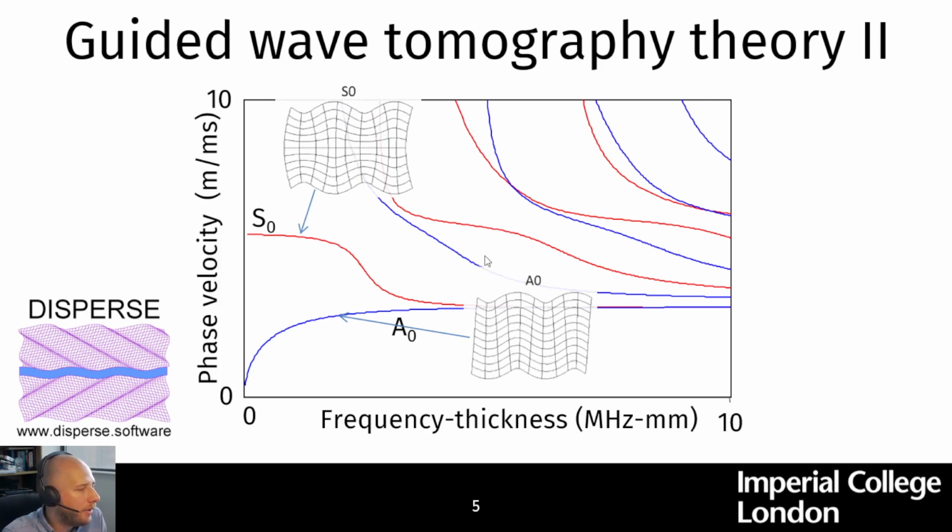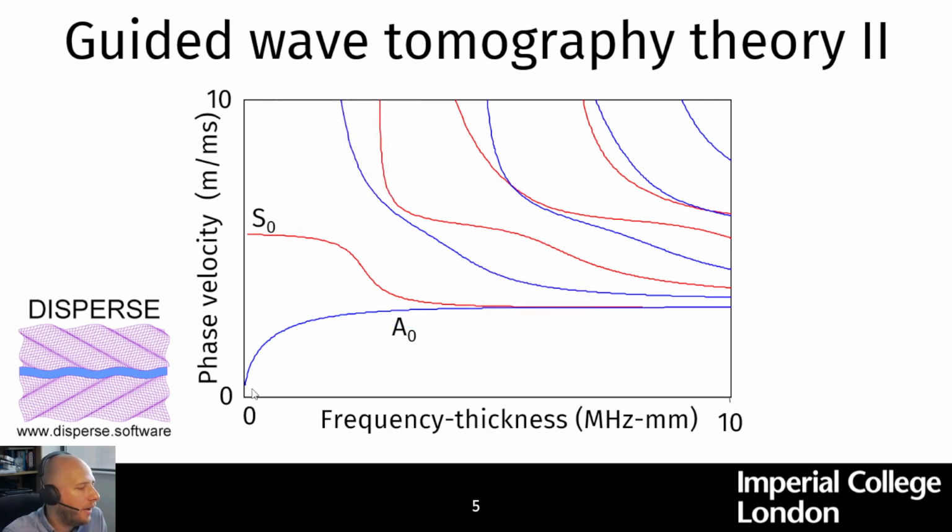So we've got these two modes, and the point is that as you change frequency, you get a variation in the velocity. Similarly, if you change the thickness, then you get a variation in the velocity. Obviously, the product together effectively normalizes this, makes it dimensionless, and you can get this sort of plot.